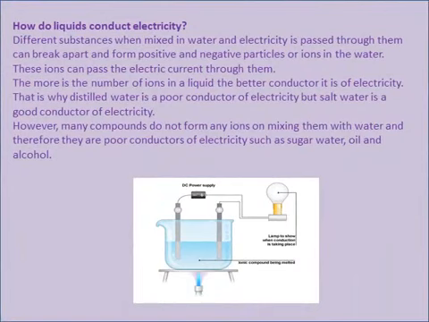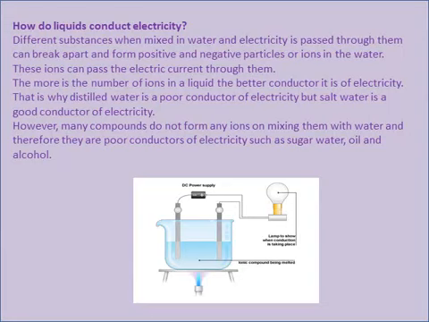Children, let us see how liquids are able to conduct electricity. What is the chemical reason behind the conducting of electricity? We will discuss it now. Different substances, when mixed in water and electricity is passed through them, can break apart and form positive and negative particles, which are called ions in water. These ions can pass electric current through them.